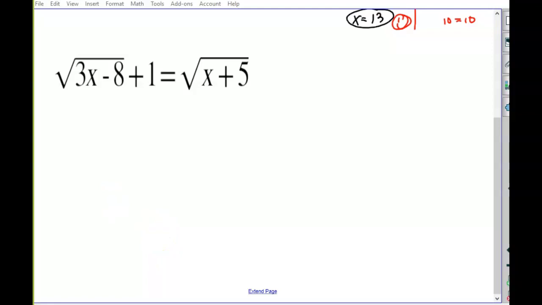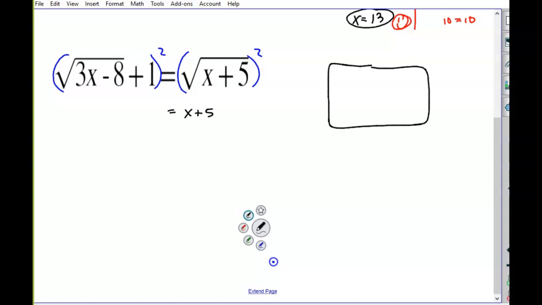So we know this is the one that requires a lot of work. And there isn't anything we can do to isolate this plus 1. So what I would do first is just square both sides. And the nice thing is the square and square root on the right go away. Over on the left, that requires a little bit more work.